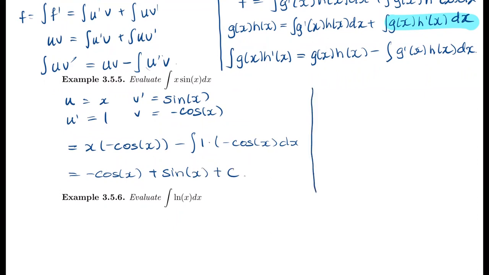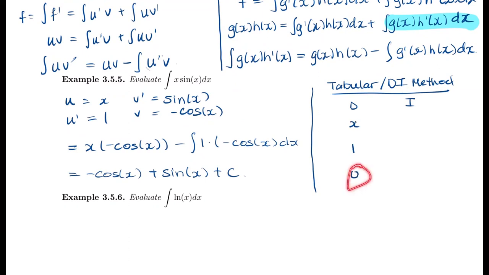The other way is by using the tabular method or the DI method. So you do a similar table setup as the first one. We have the D and the I. What we put on the D column is the function that we are going to be differentiating, so in this case, x. And then you keep going until you reach a 0. With polynomials it's nice because eventually one of the functions that you'll get is going to be a 0.